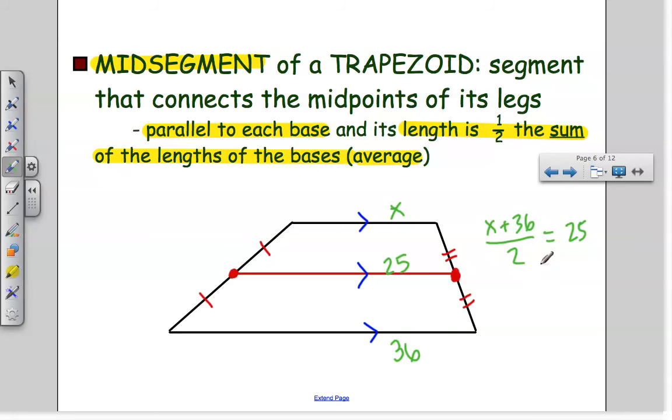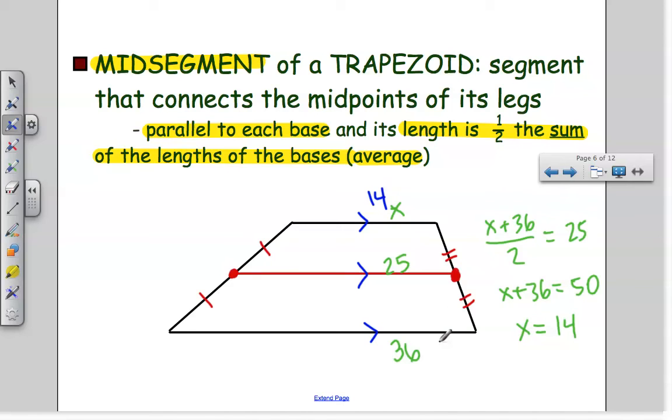So I could set this up and do the algebra, multiplying by 2 first to cancel this out. So x plus 36 would equal 25 times 2, which is 50. And then I could subtract that 36 and get 14. Okay, cool. So I figured out that x is 14.